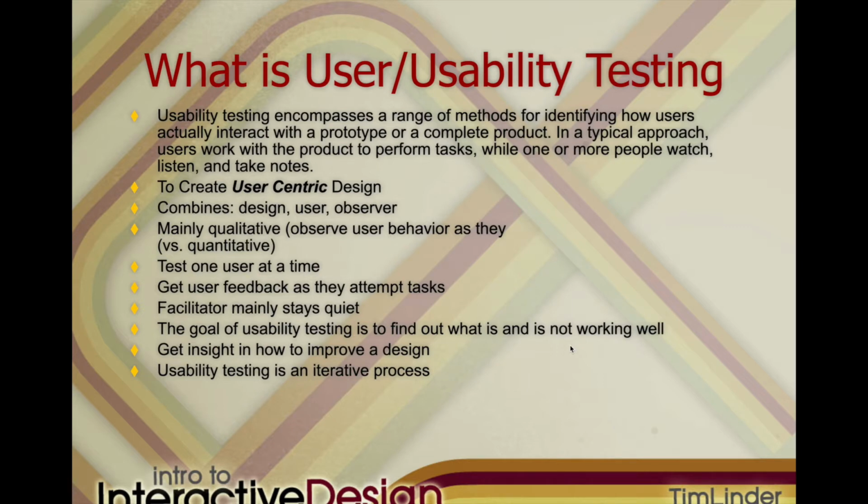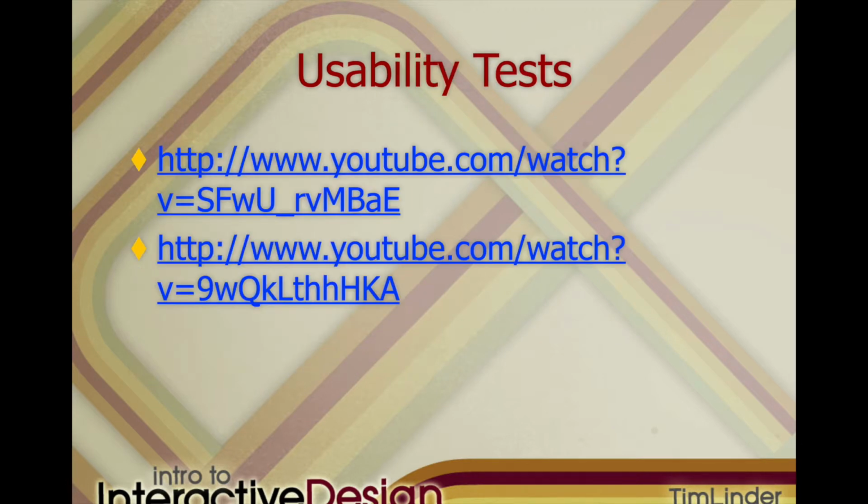When you do it, you're going to be testing with one user at a time. You're going to get user feedback as they attempt the tasks. The facilitator of the test really just stays quiet and doesn't guide the user through the tasks. And really, the goal here is to find out what is working well and what's not working well, and that's going to give you insight in how to improve your design. And it's part of an overall iterative process in designing interfaces.